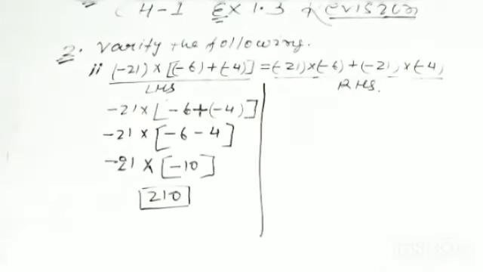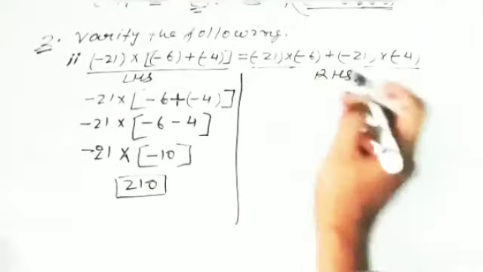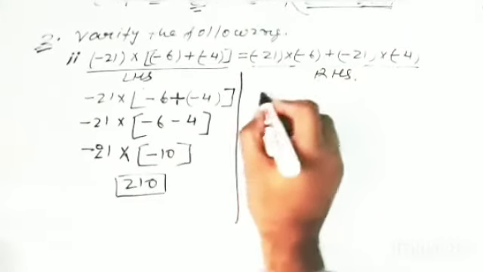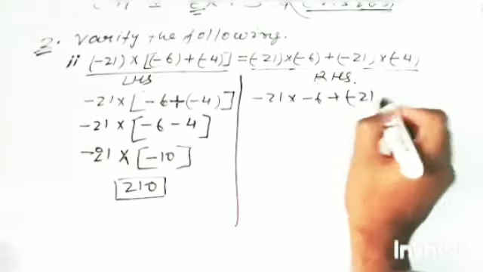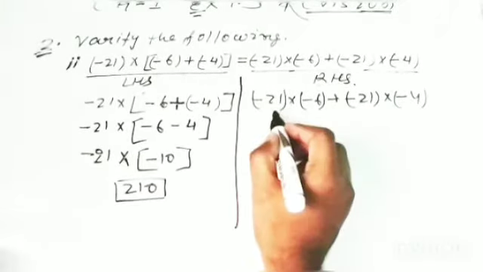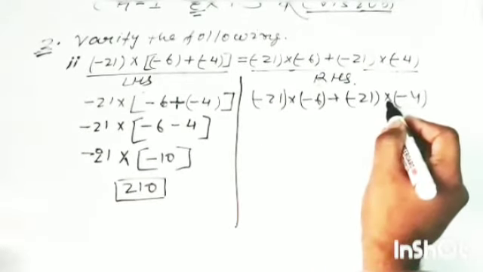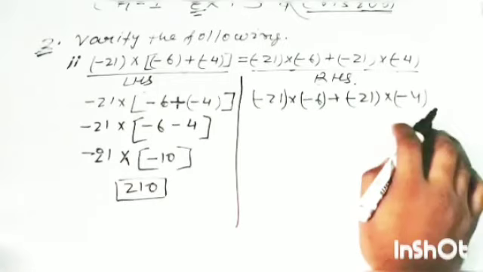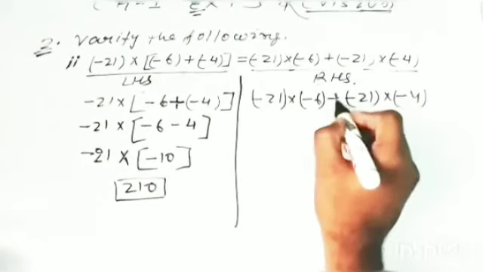Let's do the same for the RHS. Let's see what it comes to. Let's write the RHS first: minus 21 into minus 6 plus 21 into minus 4. And here we see signs: multiply, plus, multiply. We know children, in simplification we have to do multiplication first. So let's multiply first, and then we'll add the final result.